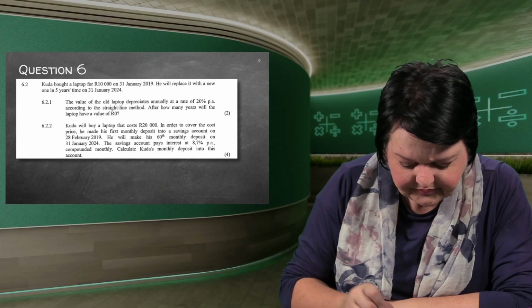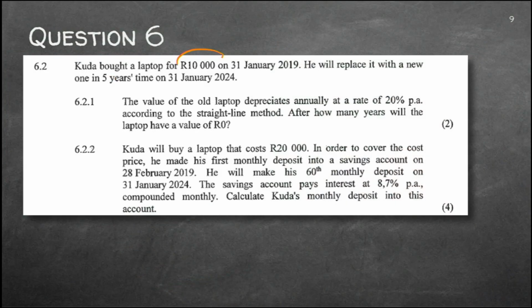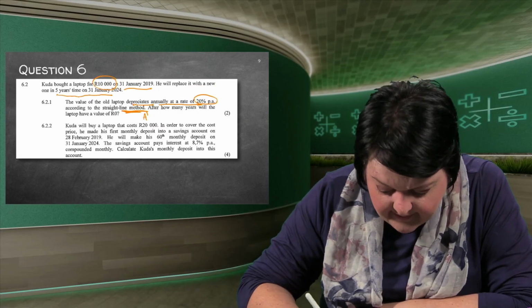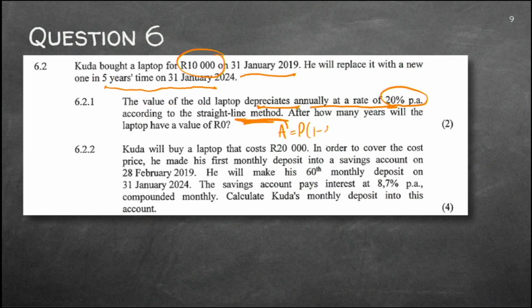So for 6.2, Kuda bought a laptop for 10,000 Rand on the 31st of January 2019. He will replace it with a new one in 5 years' time, on the 31st of January 2024. The value of the old laptop depreciates annually at a rate of 20% per annum according to the straight line method. Straight line method, guys, that's referring to your simple interest. Right, simple interest, straight line method. After how many years will the laptop have a value of 0?